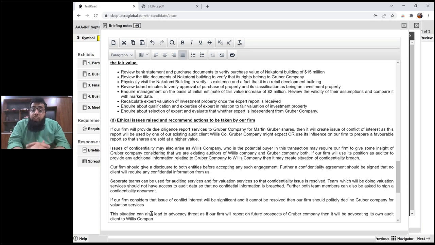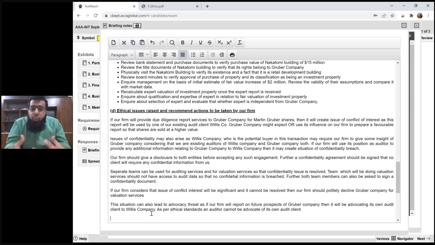Okay, this will also lead to a situation of advocating your own client because you will be promoting their interest. As per ethical standards, an auditor cannot be an advocate of its own audit client. Now, one student has identified a point, asking: can we write a point on the competence of the firm to perform valuation services? Yes, you can write it, but you need to understand that normally the auditors should have the competence of valuation services.